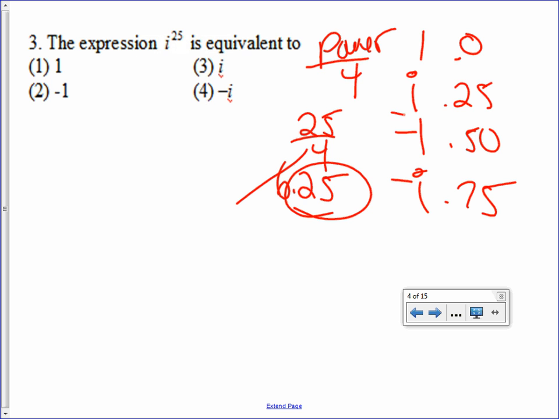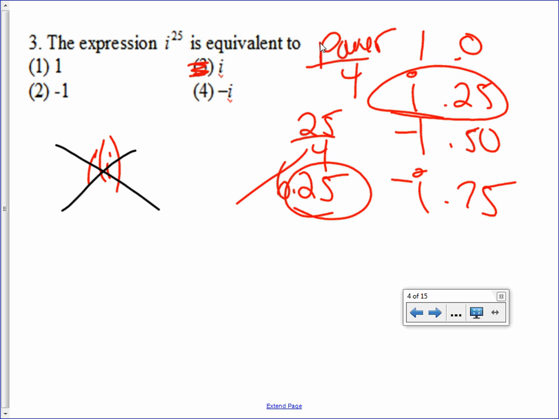0.25 is equivalent to i, so this whole thing is equivalent to i. It's not i times i. That's a common mistake. The whole thing just becomes i.